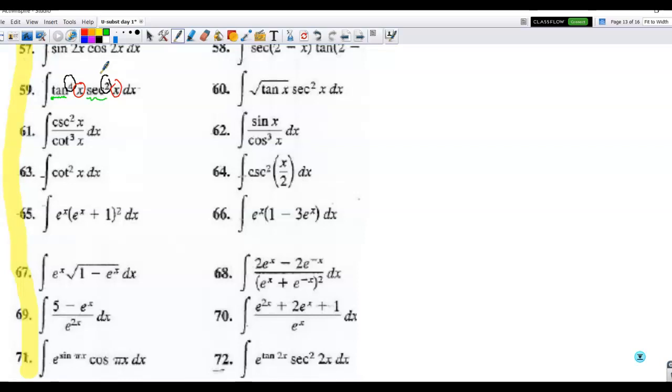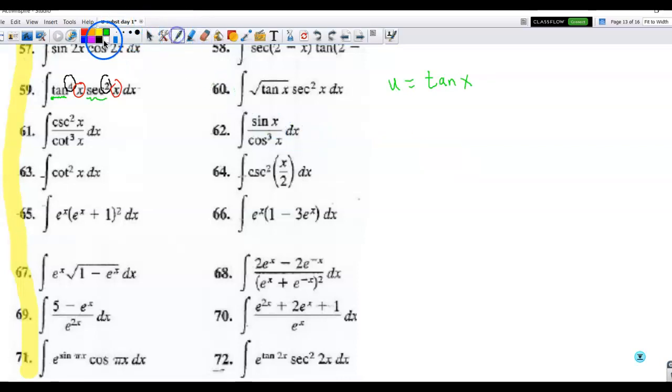Secant squared. Perfect. So since the derivative of tangent is secant squared, I'm going to let u equal tangent x. Now you may be wondering, is that an inside function? Well, remember tangent to the 4th is tangent x to the 4th. So it's clearly an inside function.